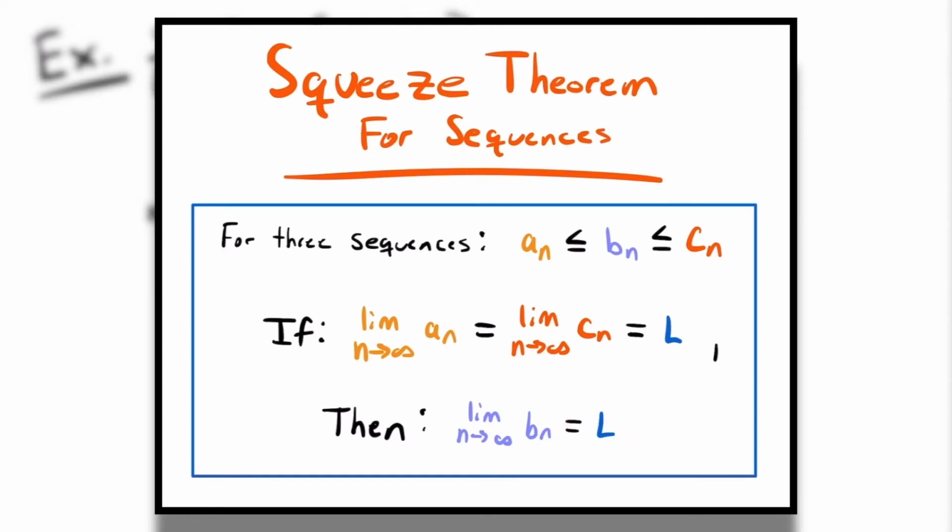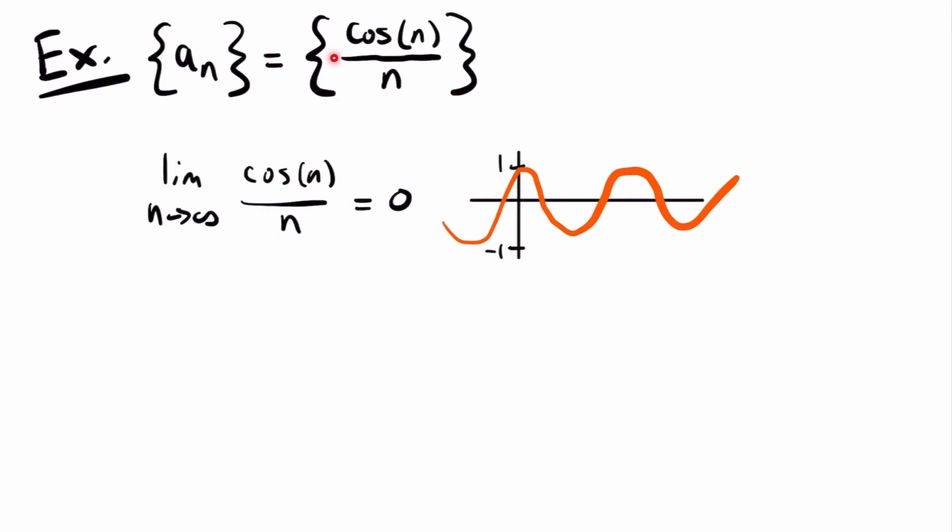And so if we go back to our example, if we want to prove that this sequence, cosine of n divided by n, converges to 0, we just have to pick a sequence that is less than or equal to that sequence, and a sequence that is greater than or equal to that sequence, and show that those two sequences also converge to 0. But what two sequences could we pick?